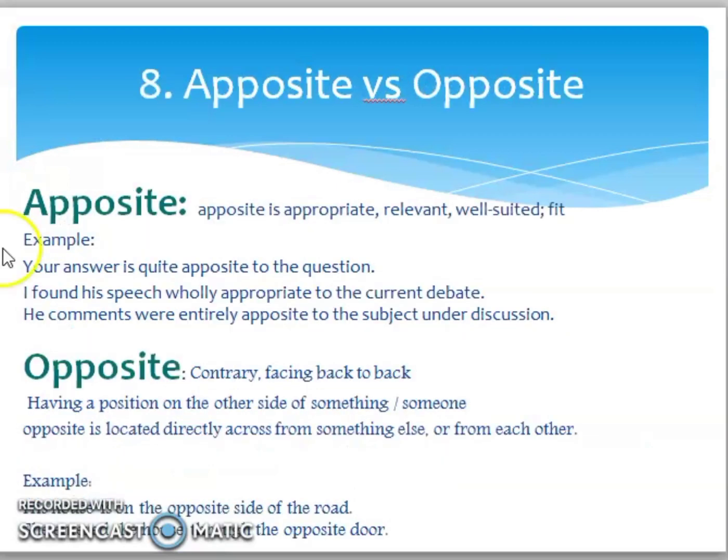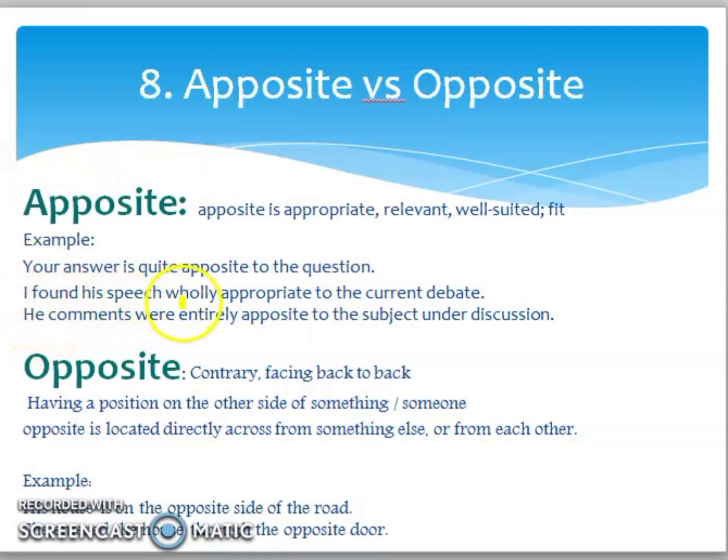Moving to the next, apposite and opposite. The first one is apposite, the second one is opposite. So the only difference we could see is the beginning alphabet, A and O. Apposite is appropriate, relevant, well-suited, fit for something. Example, your answer is quite apposite to the question.